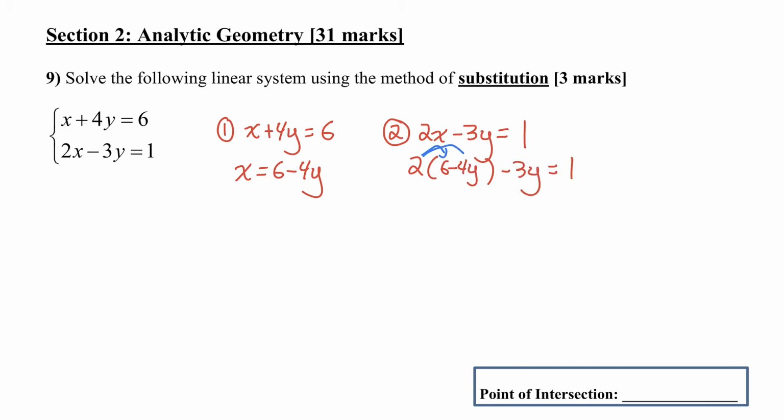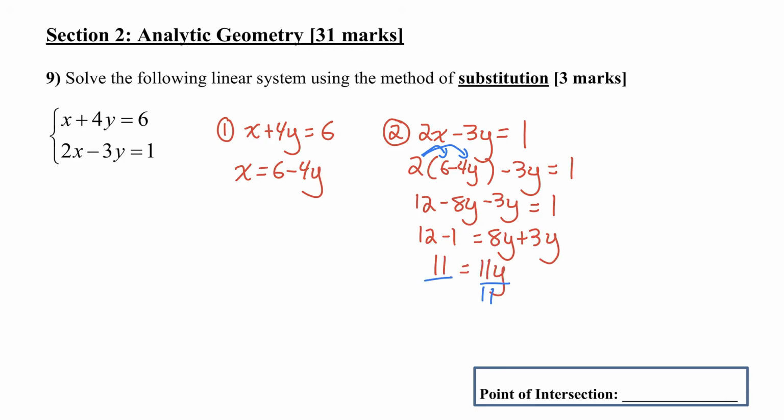I'll start by expanding the left side of this equation. 2 times 6 is 12. 2 times negative 4y is negative 8y. I'll take both the variable terms to the right side of the equation, and I'll move all the constant terms to the left. Collecting my like terms, I have 11 equals 11y. Divide both sides by 11, and I see that y equals 1.